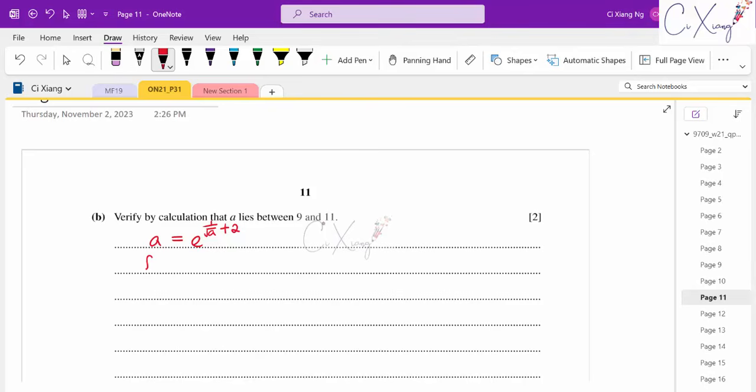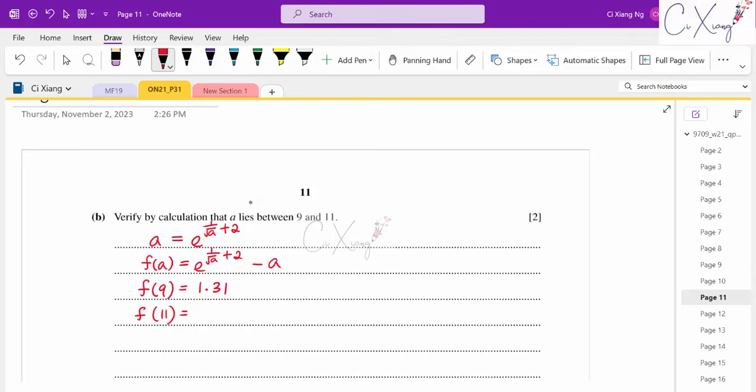To use the sign change method, I have to move all my variables to one side. That means I have to move the A to the right hand side. So my function becomes e power 1 over square root a plus 2, minus a. And now I want to substitute in the value 9 into the function, and also substitute 11 into the function. If you see a sign change in f(9) and f(11), that means the root lies between 9 and 11.